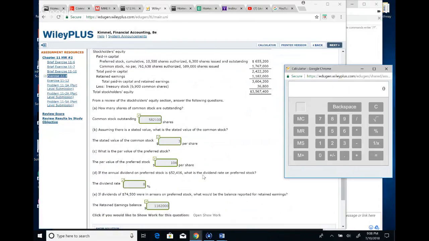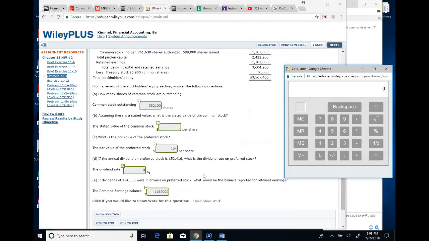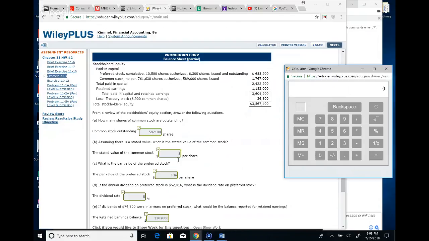Then they want to know what the annual dividend on preferred stock is. 52,416. If that's your total dividend, what is the dividend rate on the preferred stock? Now, there may be another way to do this in the book that I missed, but for me, this is an algebra problem. So they're giving me that this is what the dividend is, and then that is going to equal the number of shares times the percentage rate times the price. So the price was 104, which we just found. The dividend was 52,416. And then we also know that the number of shares was 6,300.